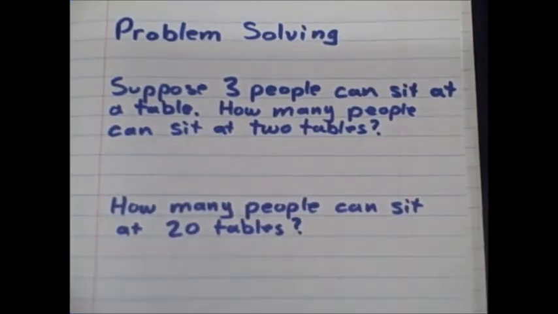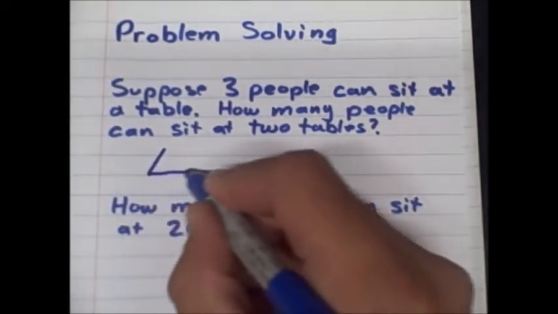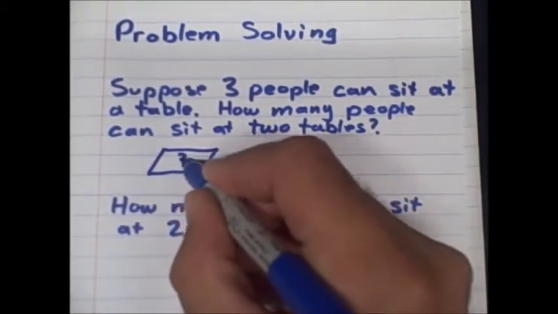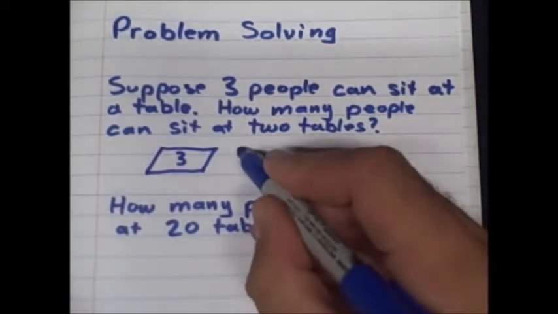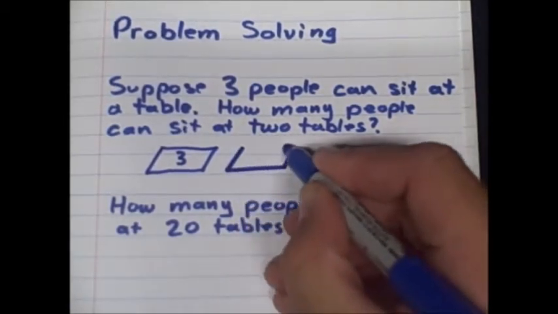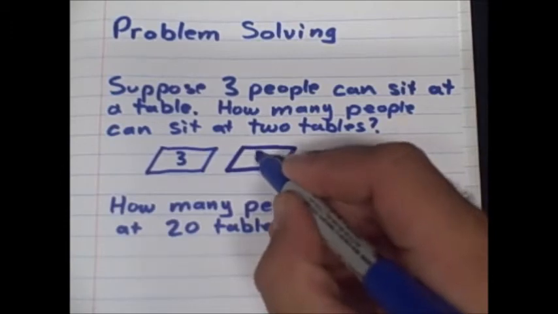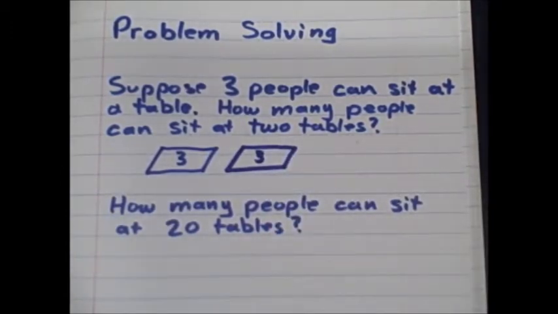Now let's try some problem solving. Suppose 3 people can sit at a table. How many people can sit at 2 tables? If you ever get stuck, you could try illustrating. So we have 3 people sitting at 1 table. So clearly 2 tables would each have 3 people sitting at them.